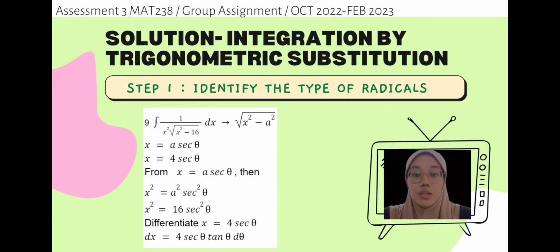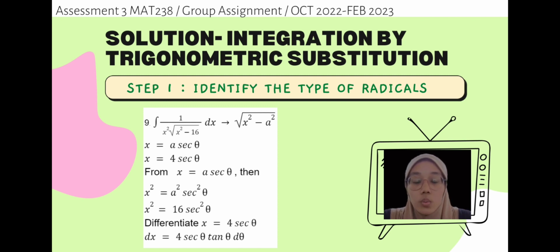So, for this solution of question, first we must identify the type of radicals. When we see at the denominator is square root of x squared minus 16, which is the same as the third type of radicals in the slide earlier, which is square root of x squared minus a squared. A is a value of constant. Hence, we will get x is equal to 4 secant theta. From x equal to 4 secant theta, we have to put the power of 2 in all of the forms in it. Hence, we will get x squared is equal to 16 secant squared theta.